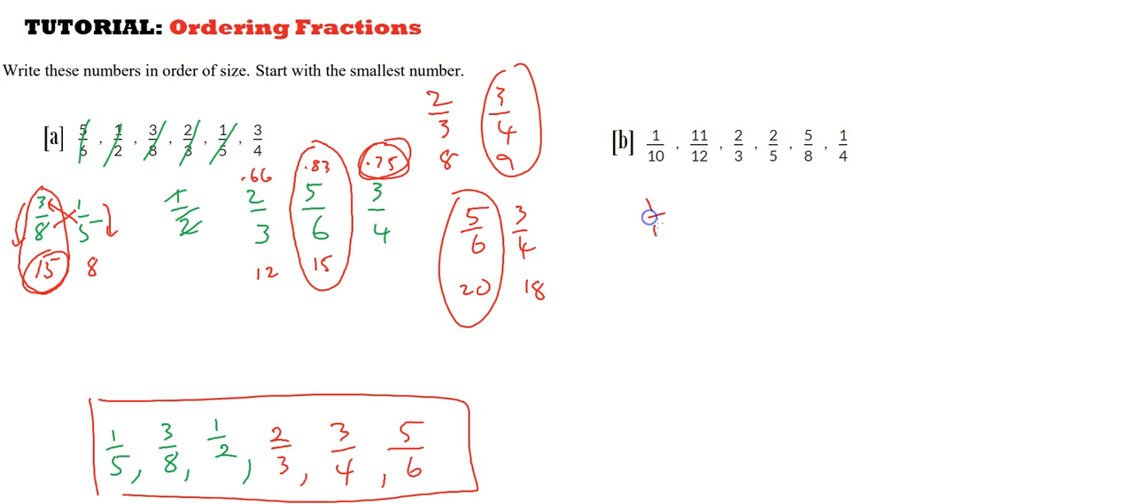Okay, so 1/10 is on this side, it's small. 11/12 is definitely big. 2/3 is more than half. 2/5 is under half. 5/8 is more than half. And 1/4 is less than a half. Okay, so judging by this, 1/10, 2/5, 2/5 is like 4/10. So I would say that 1/10 is definitely the smallest.